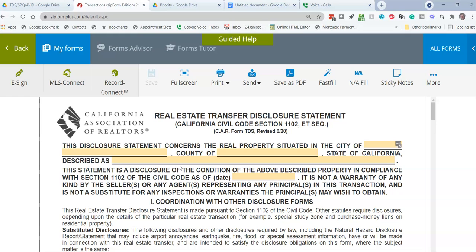Now, one of the things you may notice, and I help lots of agents do their first transactions, God forbid, and so one of the things that people don't seem to understand, by people I mean real estate agents, is that all those little yellow boxes are places where you can write.